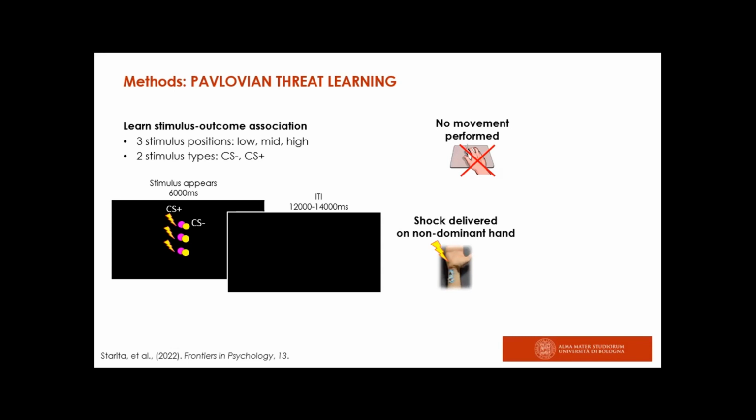The shock was delivered on the non-dominant hand, and again, it was calibrated to be highly unpleasant, but not painful. Here participants were asked to learn the association between the color dot and the shock. So learn which color is going to give you a shock. During this phase, we recorded skin conductance response.